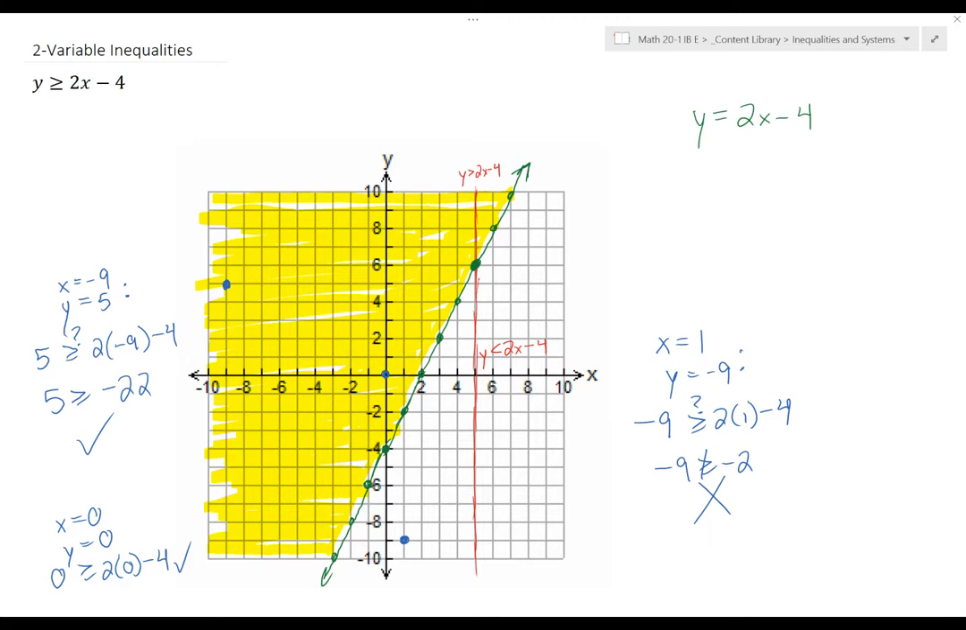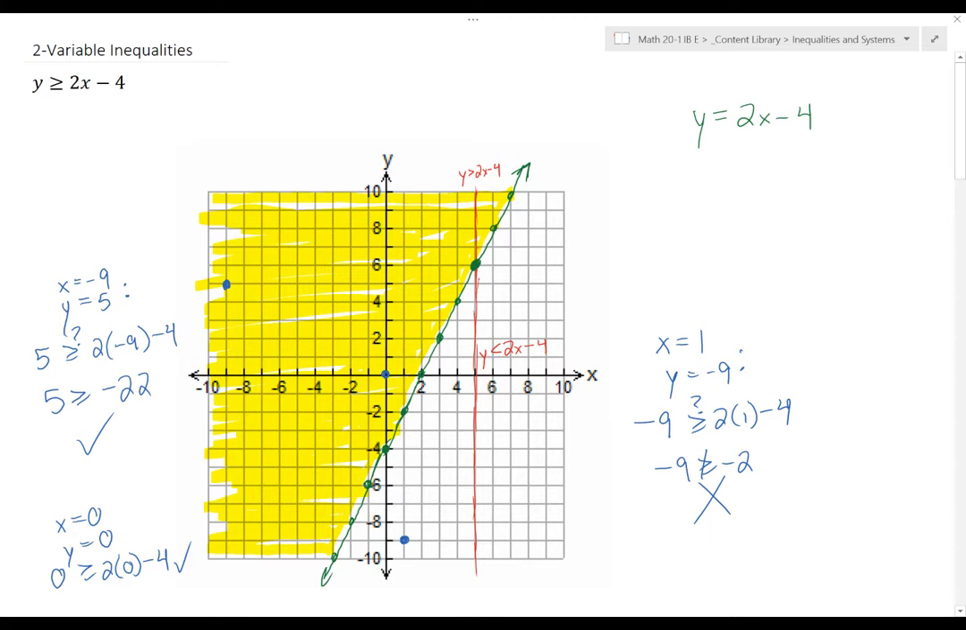So essentially what we're doing is graphically representing all of the points, and there are infinitely many of them, that satisfy the inequality y is greater than or equal to 2x minus 4. The only algebraic way of representing that, incidentally, is with that inequality, by writing y is greater than or equal to 2x minus 4.